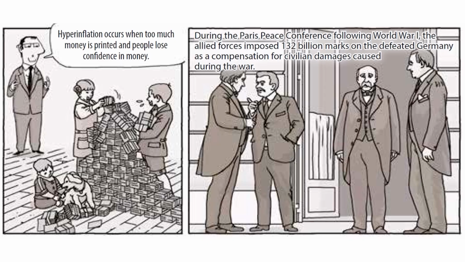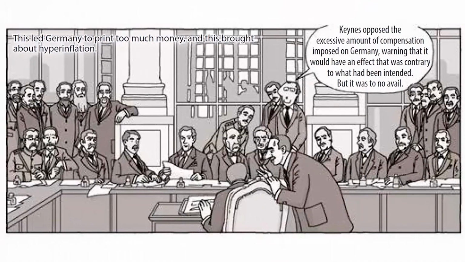During the Paris Peace Conference following World War I, the Allied forces imposed 132 billion marks on the defeated Germany as a compensation for civilian damages caused during the war. This led Germany to print too much money, and this brought about hyperinflation. Keynes opposed the excessive amount of compensation imposed on Germany, warning that it would have an effect that was contrary to what had been intended. But it was to no avail.